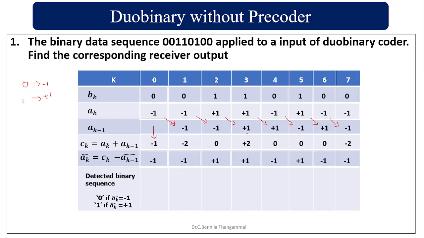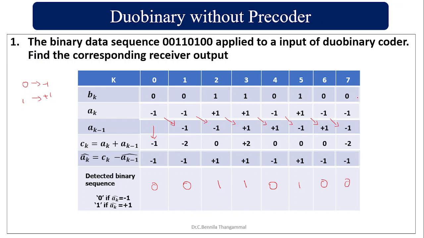Plus 2 minus of plus 1 is plus 1. 0 minus of plus 1 is minus 1. 0 minus of minus 1 is plus 1. 0 minus of plus 1 is minus 1. Minus 2 minus of minus 1 is minus 1. Based upon this sequence, we get a binary sequence. If the value of A cap is minus 1, the value is going to be 0; if it is plus 1, it's going to be 1. So it's going to be 0, 0, 1, 1, 0, 1, 0, 0.